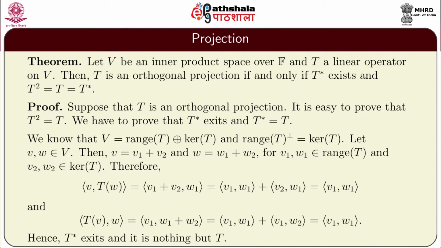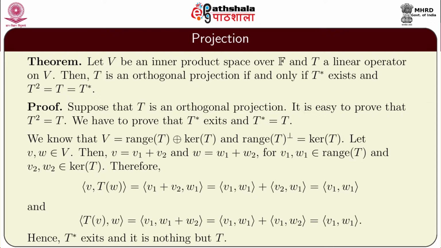Theorem: Let V be an inner product space over F and T a linear operator on V. Then T is an orthogonal projection if and only if T star exists and T square is equal to T is equal to T star. Proof: Suppose that T is an orthogonal projection, then T square is equal to T, and we have to prove that T star exists and T star is equal to T.